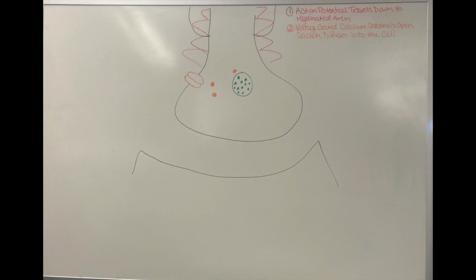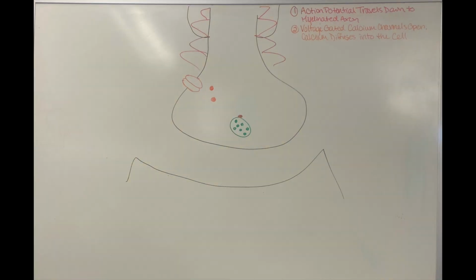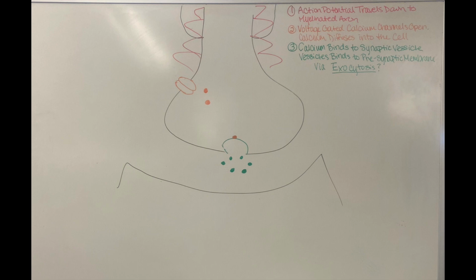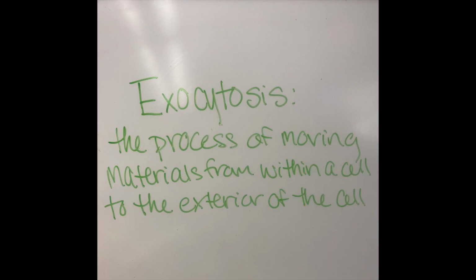Now we see calcium bind to the vesicle, which is going to move down to bind to the presynaptic membrane via exocytosis. Now you'll see the neurotransmitters being dumped into the synaptic cleft. What's exocytosis? Exocytosis is a process of moving materials from within a cell to the exterior of a cell.